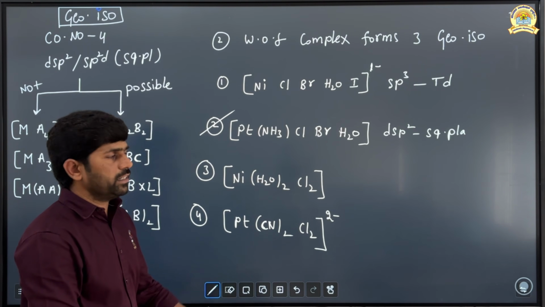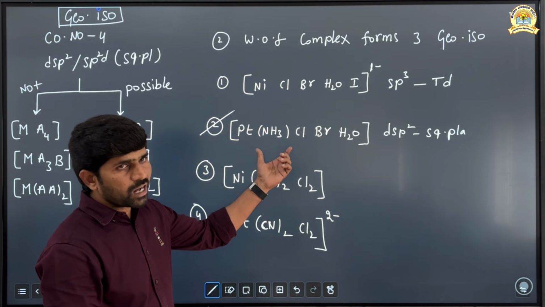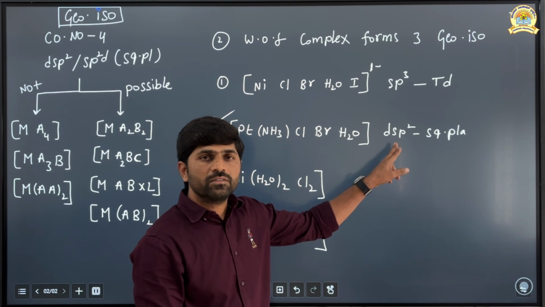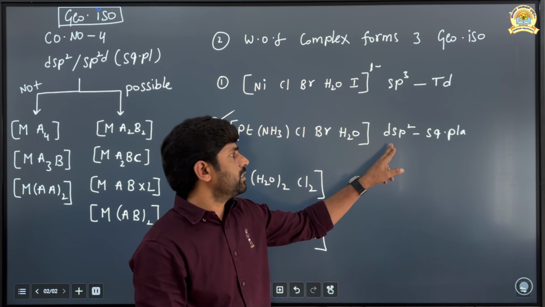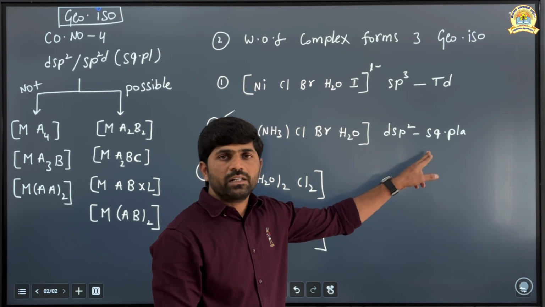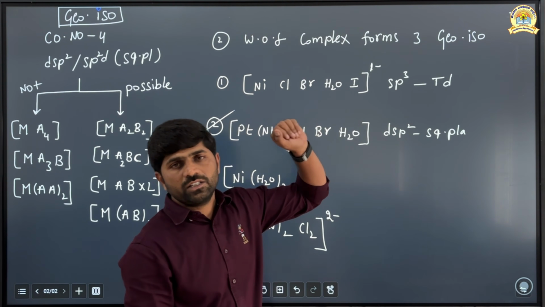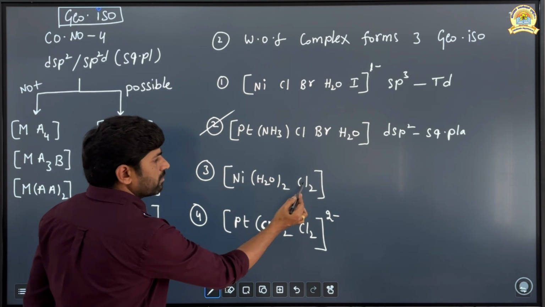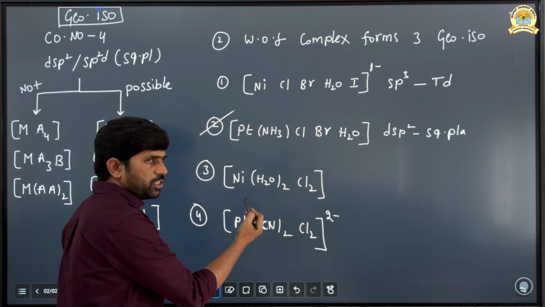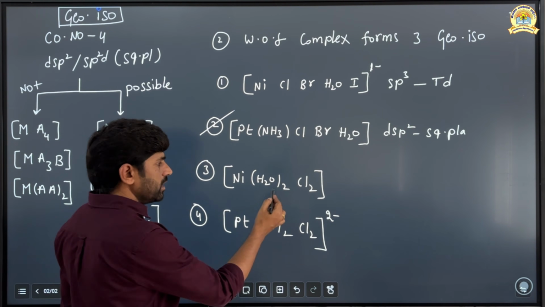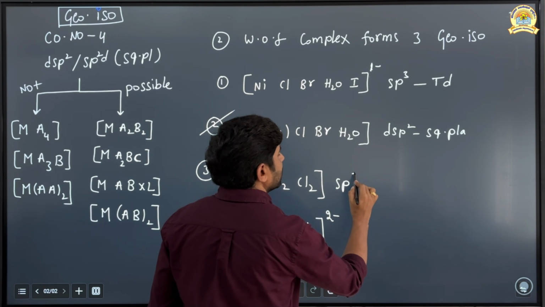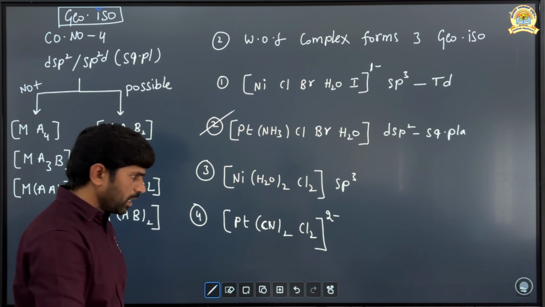So most important, the complexes which have four different ligands and DSP2 hybridization with the square planar geometry only form three different geometrical isomers. Now come to the third option. Both are weak ligands, so it does not show geometrical isomerism. Why? Because it undergoes sp3 hybridization. Now come to the fourth option.